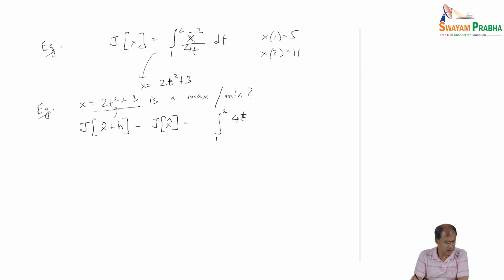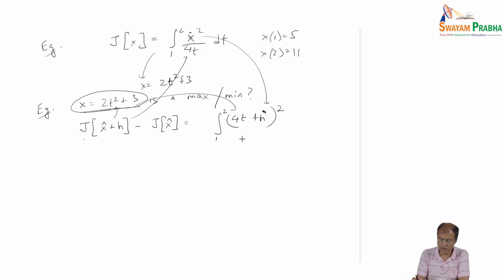Our J is x dot square by 4t, so we have to take a derivative of this quantity and plug it here. The derivative of x hat is 4t. So we have 4t plus h dot, and then the whole square, because we had a square here, divided by 4t dt, minus the integral from 1 to 2 of 4t whole square by 4t dt.